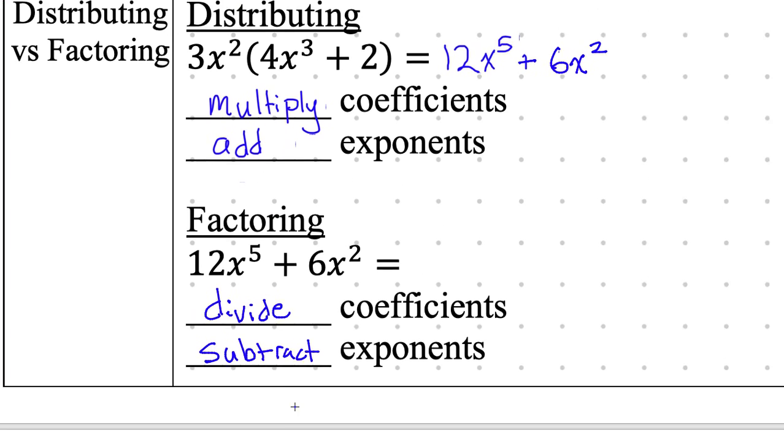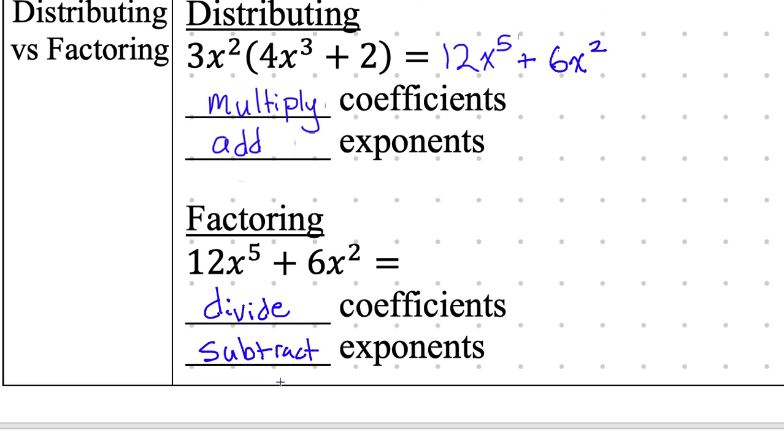All right, so first you find your greatest common factor. That's step 1, and that's kind of a hard thing to do. Once you find the greatest common factor, then you factor that out. So between 12 and 6, what is the greatest common factor of those coefficients? You guys will shout out 6. Between x to the power of 5 and x to the power of 2, the greatest common factor is x squared, x to the power of the smallest one, 2.